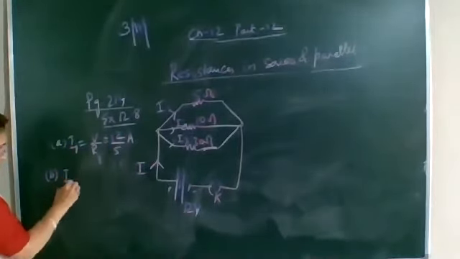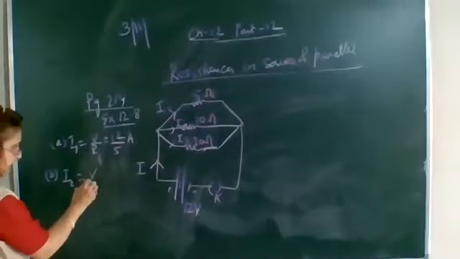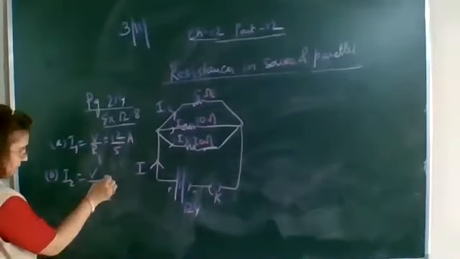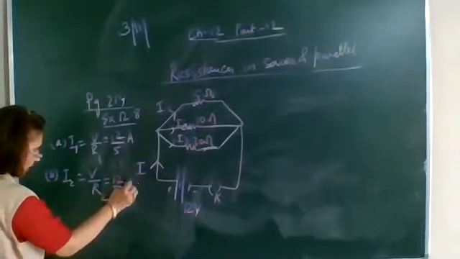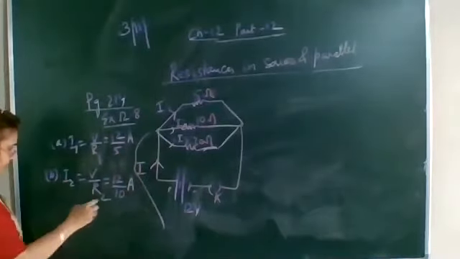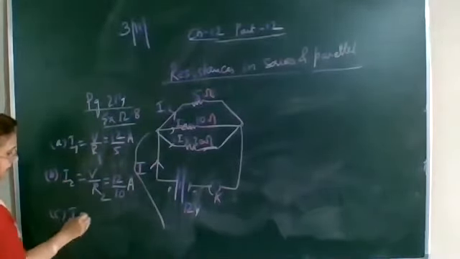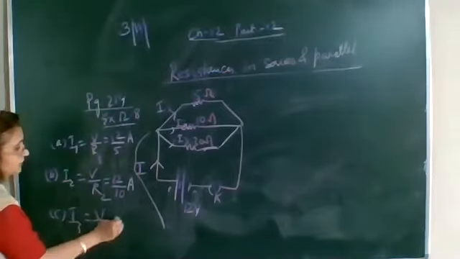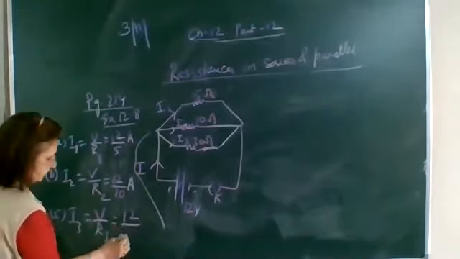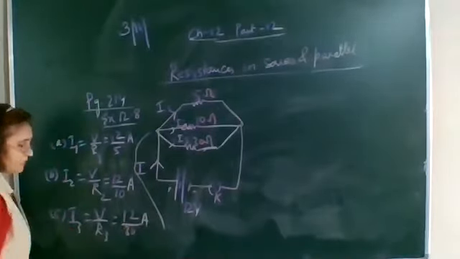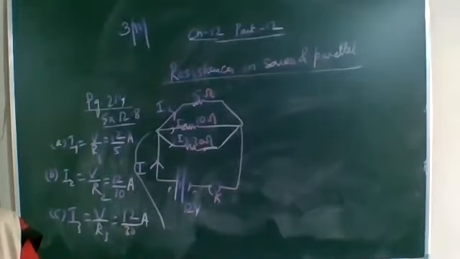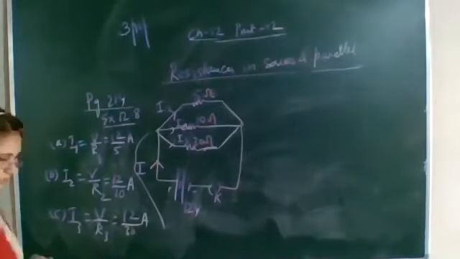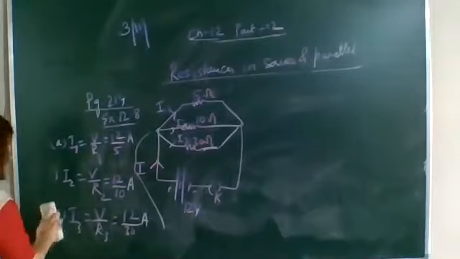The current in the second branch, I2, will be equal to V upon R2, V is the same. V here is 12 volt and R2 here is 10 ohms. So I2 is 12 upon 10 amperes. Then I3 is equal to V upon R3. V here is 12 volt and R3 is 30 ohms. So I3 is 12 by 30 amperes. So this is the current through each branch. These all are part A only.